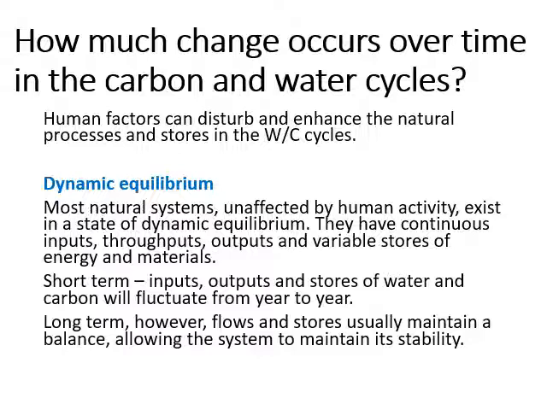And most natural systems, if they're unaffected by humans, will exist in a state of dynamic equilibrium. So we've got continuous inputs, we've got movement throughout the system and outputs, and variable stores of energy and materials. And we see fluctuations from year to year, but ultimately in the long term, we see a balance. We see this equilibrium within the systems.